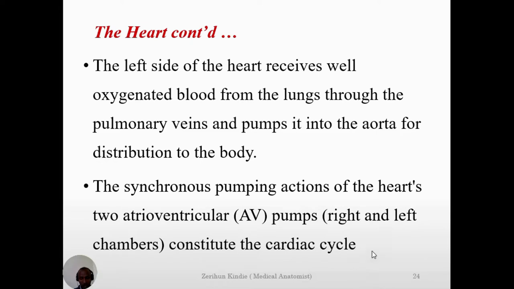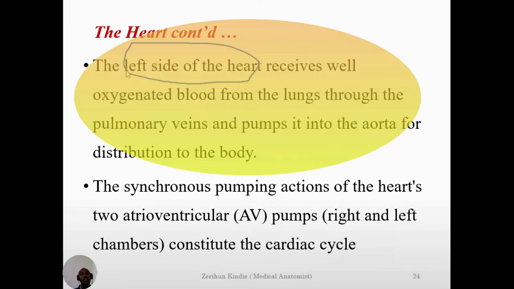The left side of the heart, meaning the left atrium and the left ventricle, receives oxygenated blood, that means oxygen-rich blood that comes from the lung. As I told you, the site of oxygenation is the lung. The right side of the heart pumps blood towards the lung by the tube of the pulmonary trunk, and the lung changes deoxygenated blood to oxygenated blood, so that oxygenated blood returns back towards the left side of the heart through the pulmonary vein.